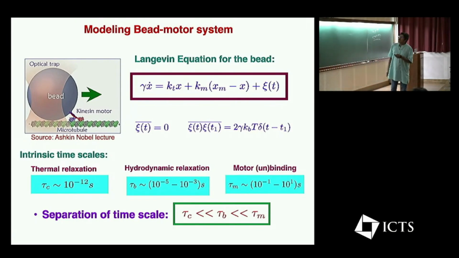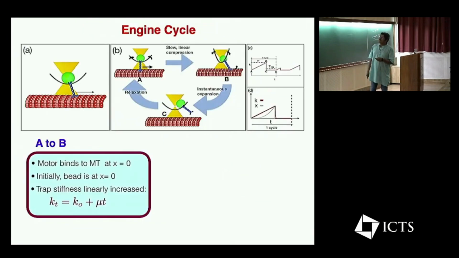This would be the corresponding Langevin equation for the bead in the overdamped regime, where the bead experiences a force due to the trap, and the motor is also modeled as an effective spring. The important aspect that I would like to highlight is that we have three intrinsic time scales: the thermal relaxation time scale, the hydrodynamic relaxation time scale of the bead to the trap center, and the time scale of the motor binding and unbinding process. The important point to realize is that there is a clear separation of time scales between the motor unbinding process and the hydrodynamic relaxation.